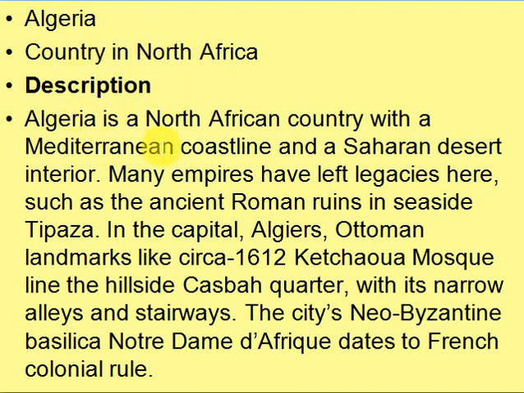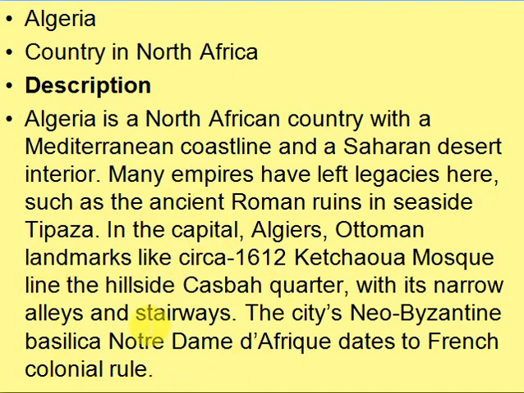Algeria is a North African country with a Mediterranean coastline and a Sahara Desert interior. Many empires have left legacies here, such as the ancient Roman ruins in seaside Tipasa, near the capital. Algeria's Ottoman landmarks like the Ketchaoua Mosque line the hillside Casbah, with its narrow alleys and stairways. The city's Neo-Byzantine Basilica dates to French colonial rule.